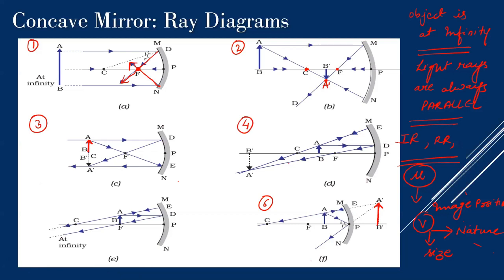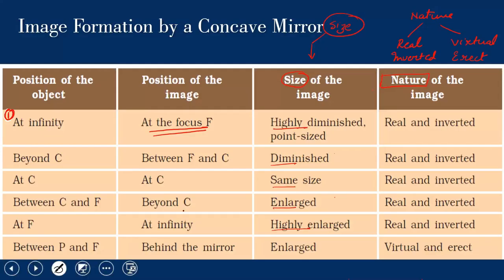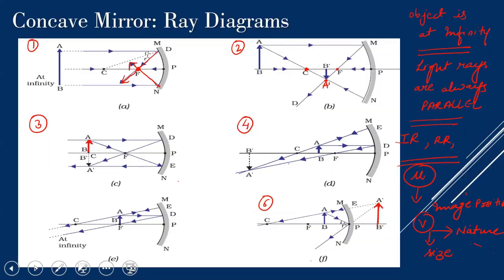Let's see the fourth scenario. Now again, infinity, beyond C, at C. Fourth will be between C and F, right? So it is between C and F. Again, one ray I am taking parallel to principal axis. It has to pass through focus. Another ray I have directed towards the center of curvature. Now when this ray is directed towards the center of curvature, again it will follow the same path. As it is following the same path, we can see these two rays are meeting over here. Okay, so now this becomes your image point.